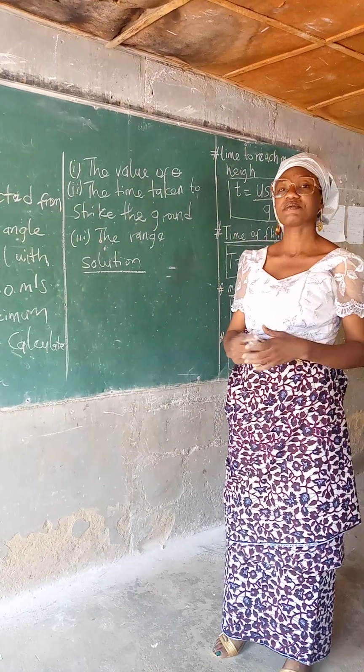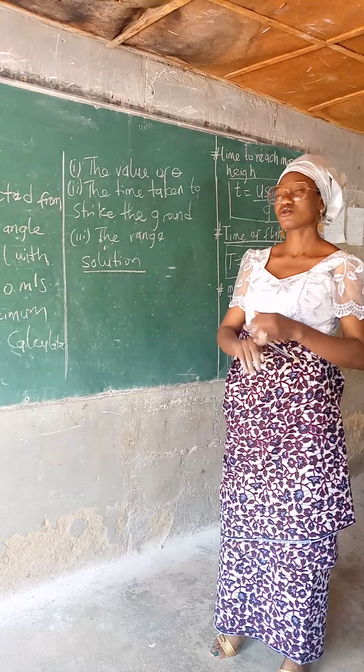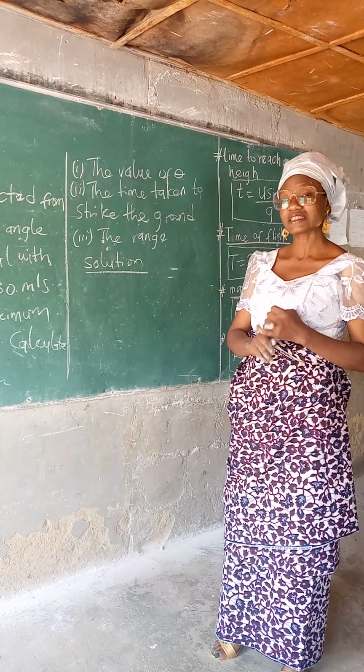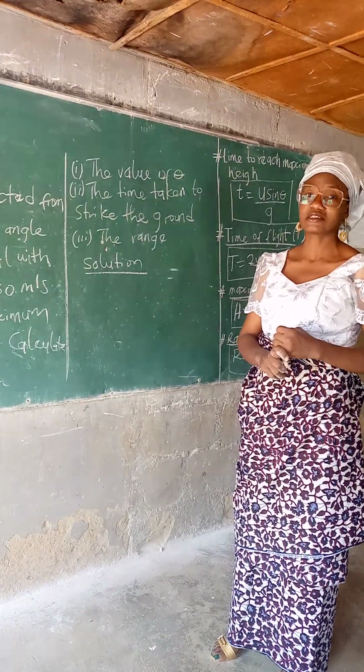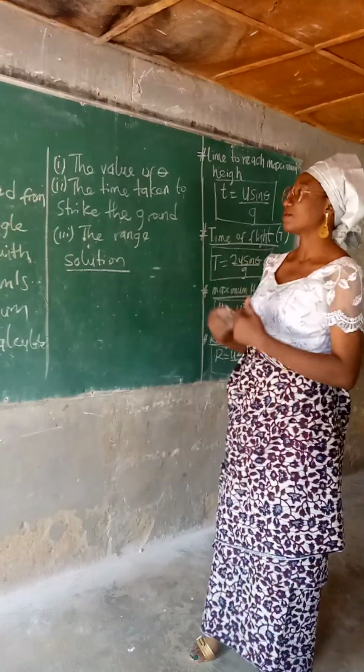So, before you start solving any problems in physics, the first thing you need to do is to bring out the parameters. Secondly, you write the formula. Ensure you write the formula. It's very important that you write the formula. So let's bring out the parameters.